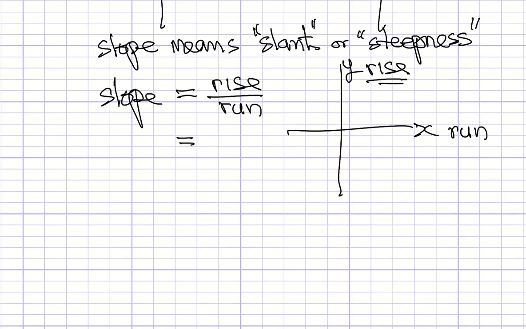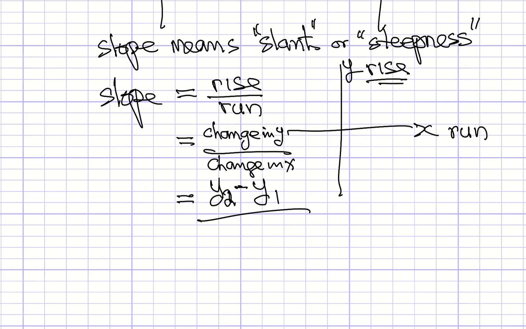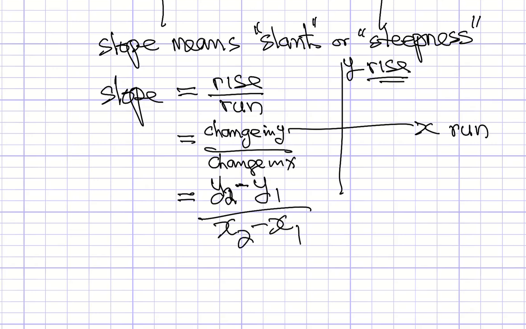And then formally, another way to define it is change in y over change in x. Sometimes you see this, but I will explain it to you. The change in y is basically y2 minus y1 over x2 minus x1. Let me explain that to you.